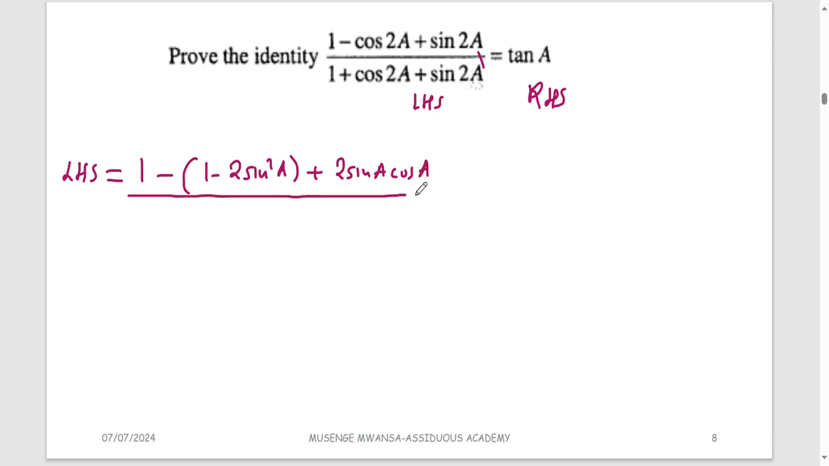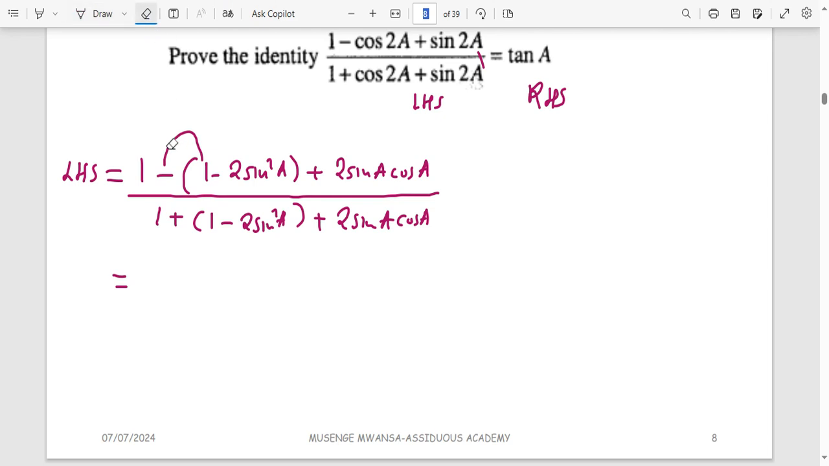Everything over 1 plus. Where there is cos 2A, I'll put 1 minus 2 sin squared A. And then plus where there is sin 2A, I'll put 2 sin A cos A. And then this will become, I'll distribute the minus. So minus times 1, it will be minus 1, isn't it? And so that will be 1 minus 1, and that will cancel out, right?